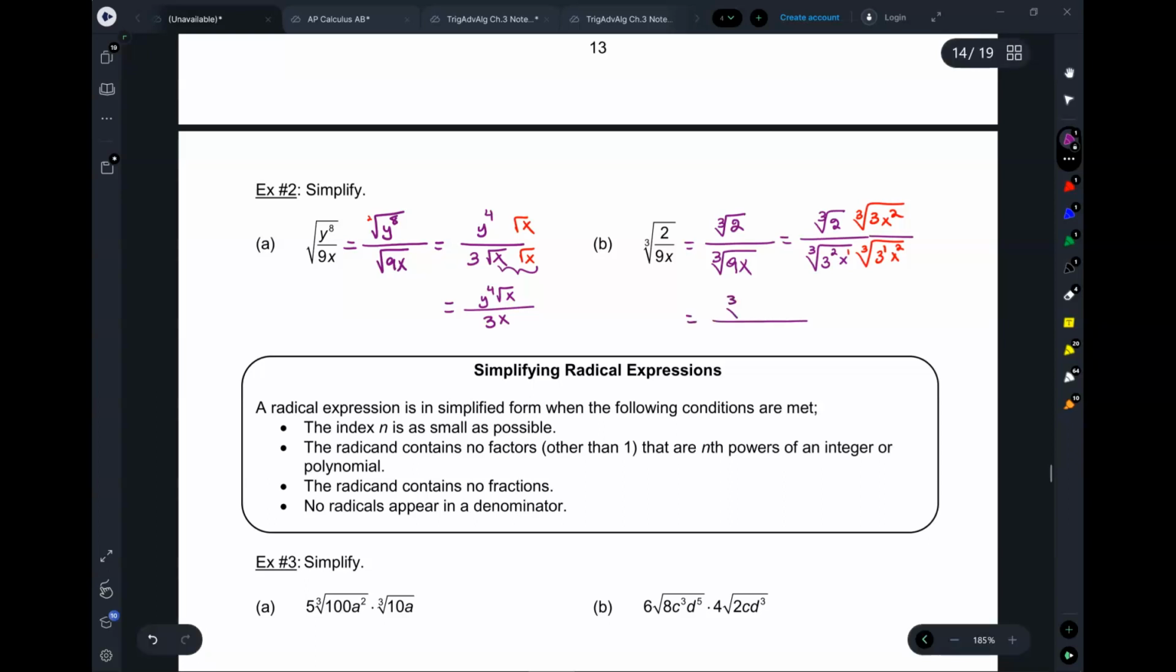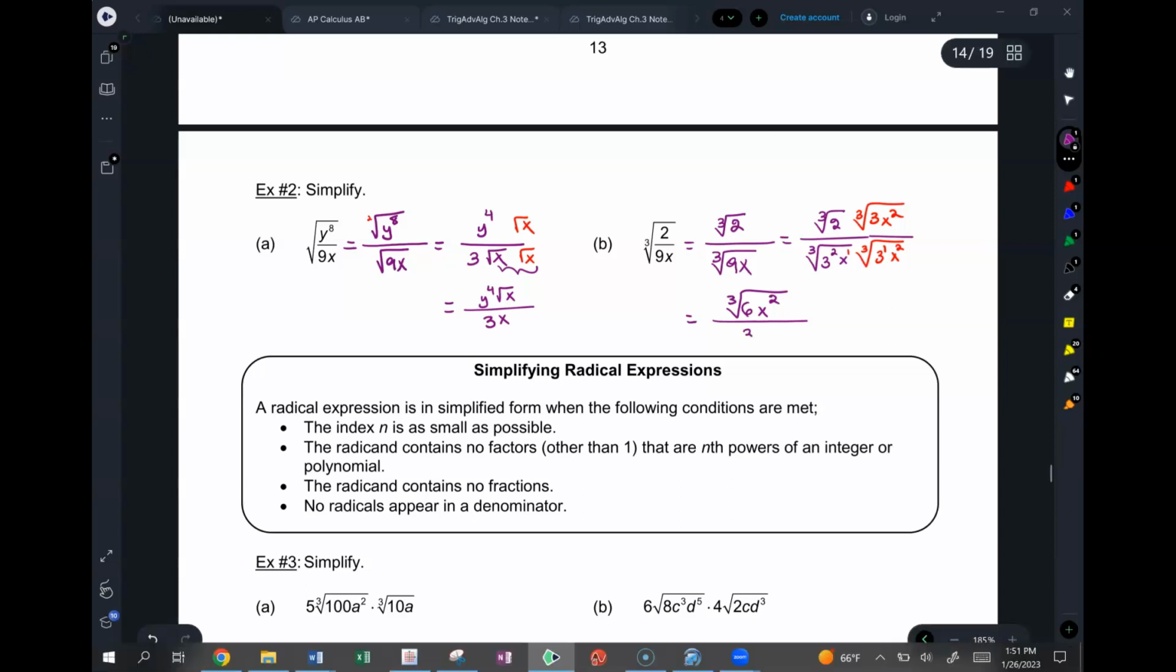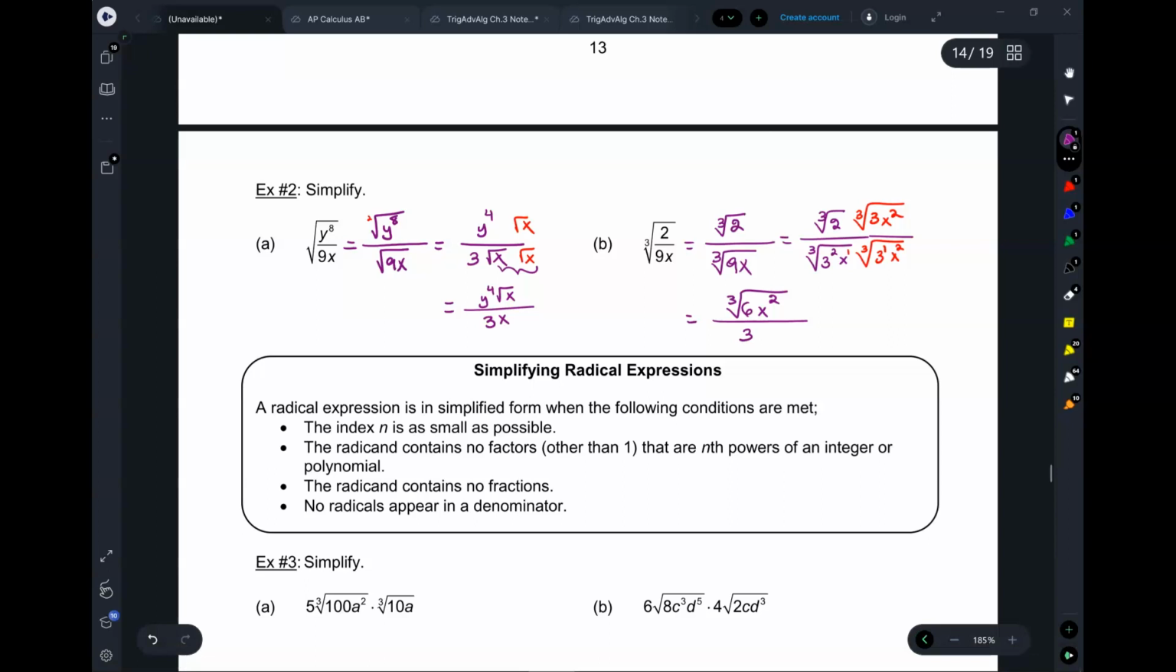Here I have the cube root of 3 times 2 will be 6x squared over, look at what I have now. It's a cube root. Now I have a total of 3 3's. They'll come out as a single 3. How many x's do I have inside? 3x cubed. In a cube root, it'll come out as a single x.